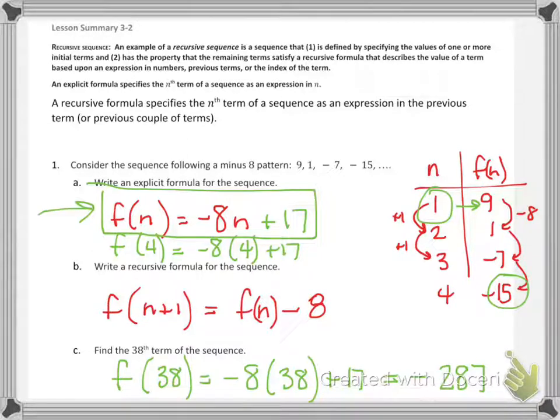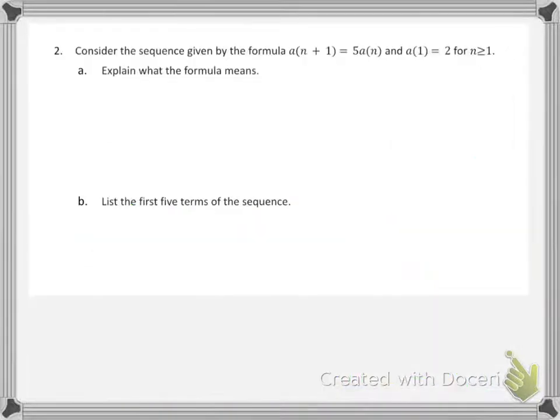All right, that's lesson 3-2. Number 2, that was number 1. Here's number 2. Consider the sequence given by the formula a of n plus 1, so the next term is equal to 5 times the current term, and the first term is 2.